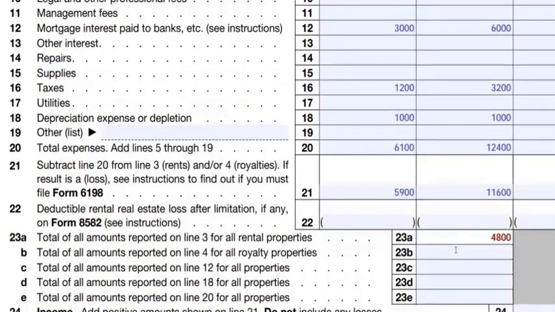Line 4 of the royalty property. We don't have royalty. Total amount of line number 12 for all properties. There is the total of all amounts reported in line number 12. So 3000 and 6000. So how much? 9000. We can write 9000 here. Now total of amount reported on line number 18, depreciation.